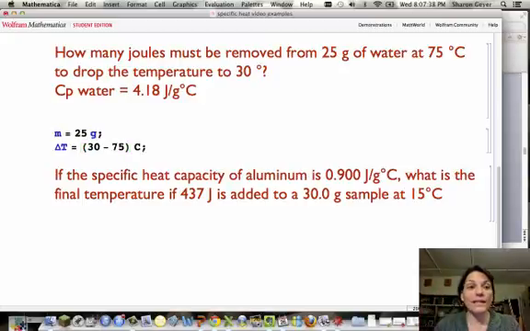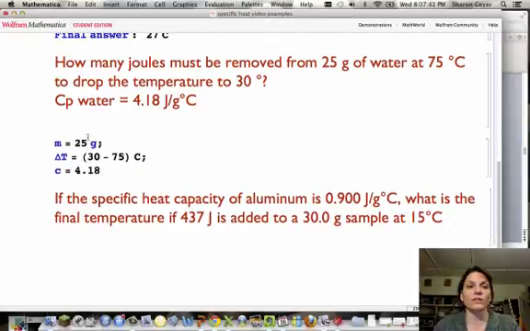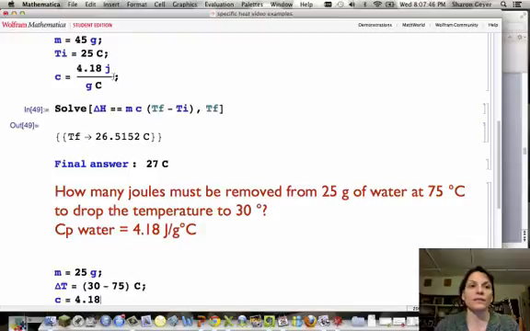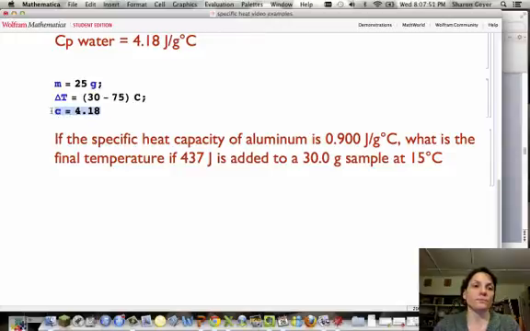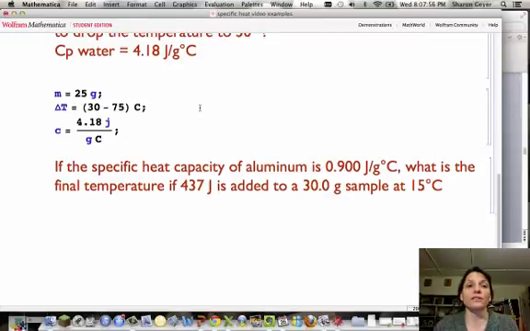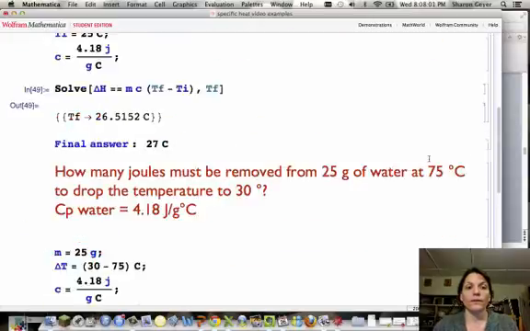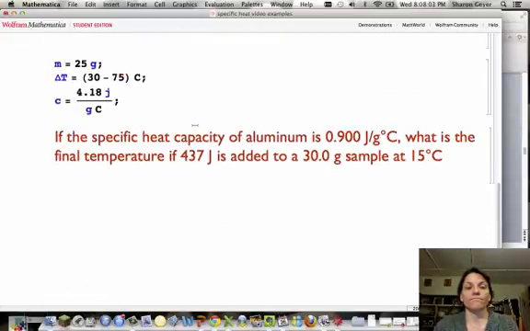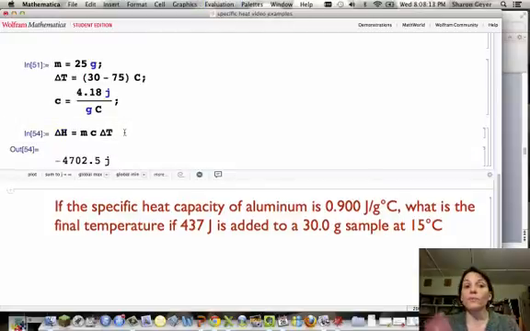Okay, and what else do we know? We know the specific heat of water, 4.18. Actually, I'm just going to copy that from up here because that's the same. Okay, put that right there. And we're solving for delta H this time. Go back up here and grab my equation. If you're solving for the variable on the left, you don't really have to use the solve function. So let's see if it works. There we go. There's our heat.